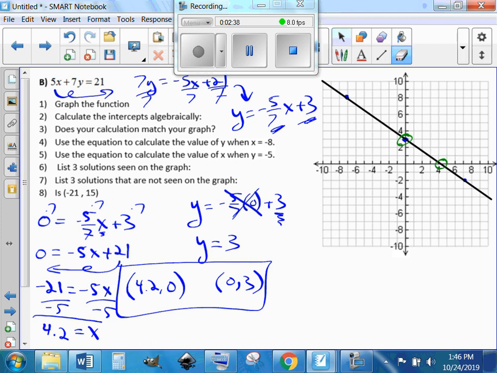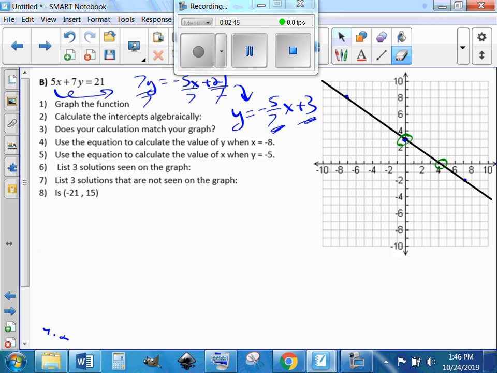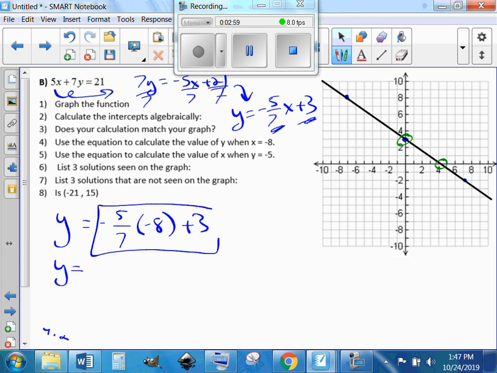Okay, so number 3, does your calculation match your graph? Yes, it does. Okay, number 4, use the equation to calculate the value of y when x is negative 8. So here, we're looking for y, and we're going to plug in the negative 8 for x. Okay, so here, all we have to do is really type this in our calculator, or do it by hand, whatever you prefer. But when we do that, that is 61/7. You can just type this in your calculator, and that's going to give you that value, 61/7.